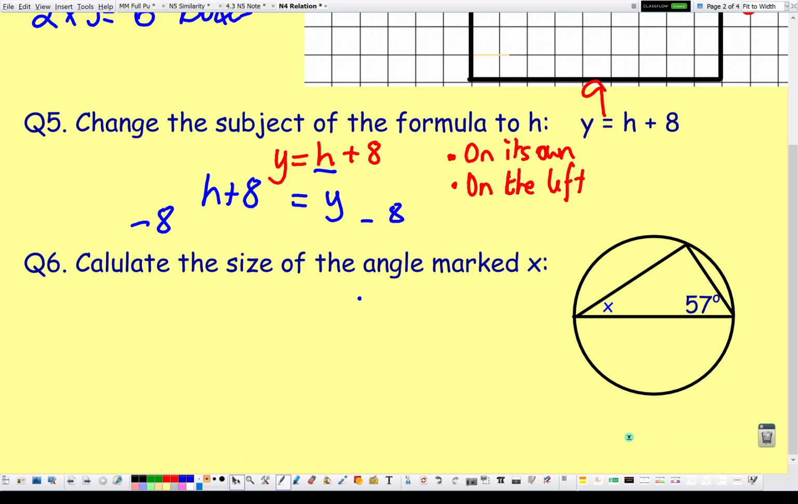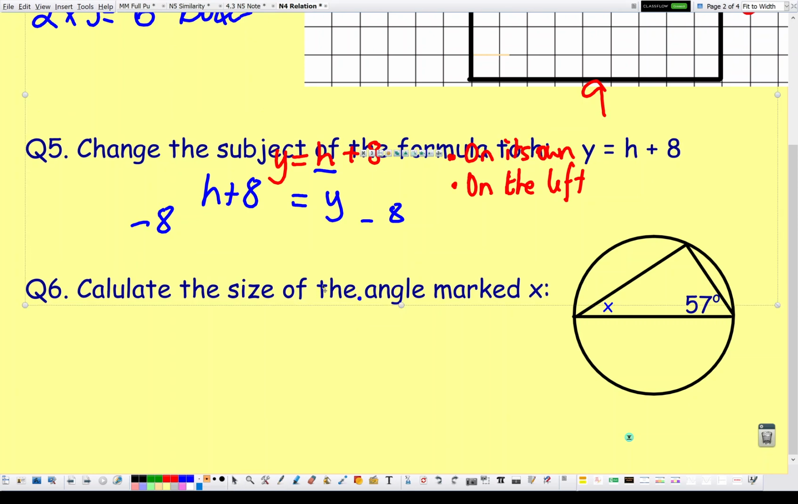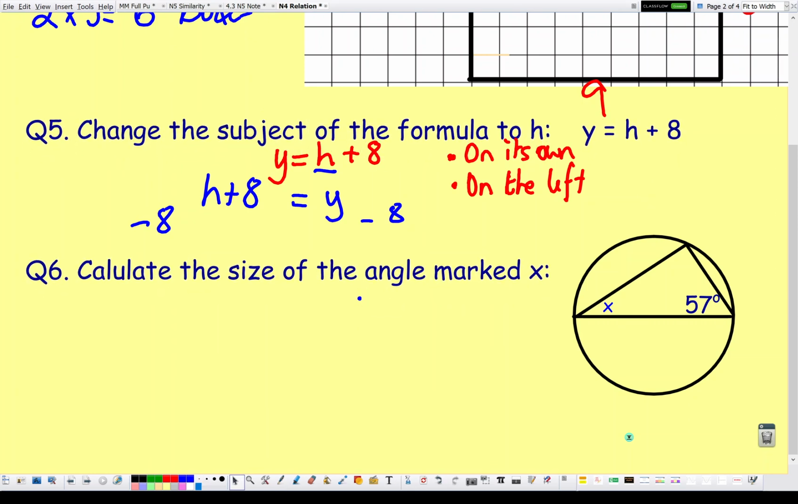Okay, so if I do that, I'm going to get h equals y, take away 8. And that is my final answer. H is now on its own on the left hand side. I think that one should be okay for us.